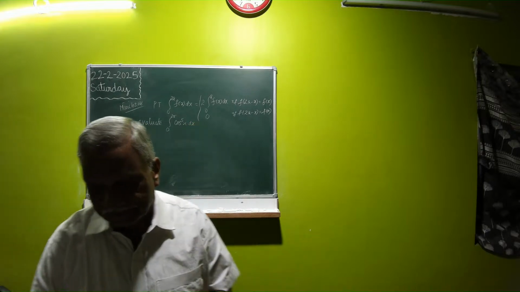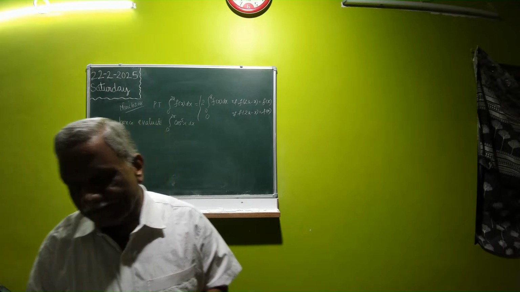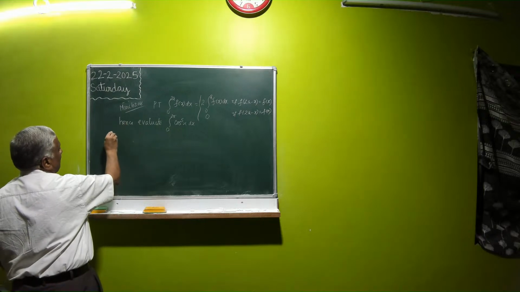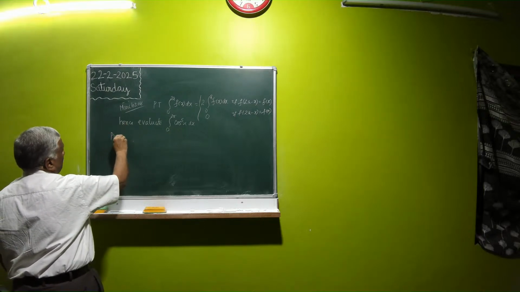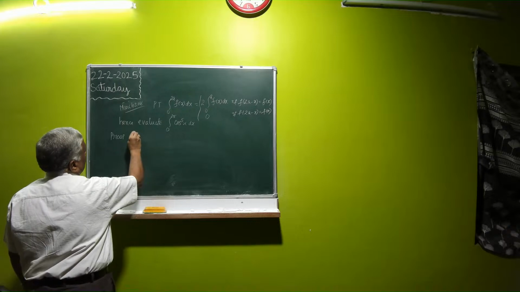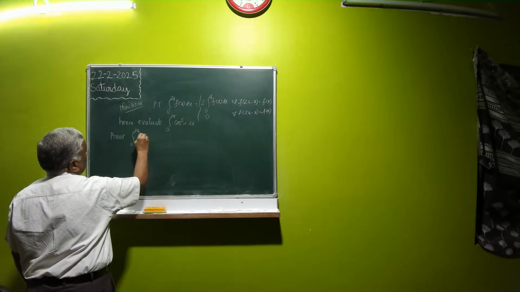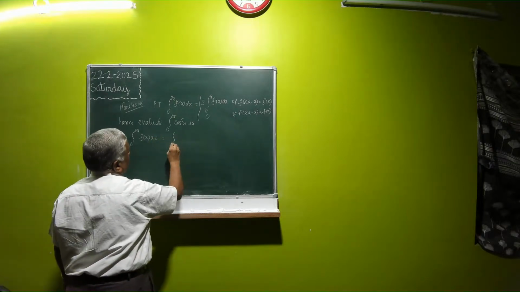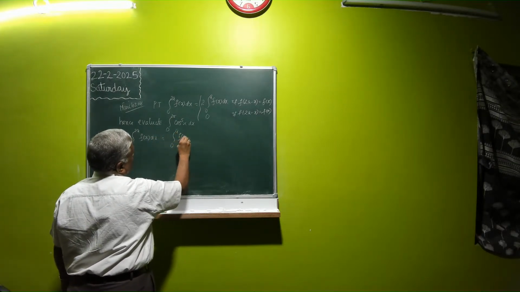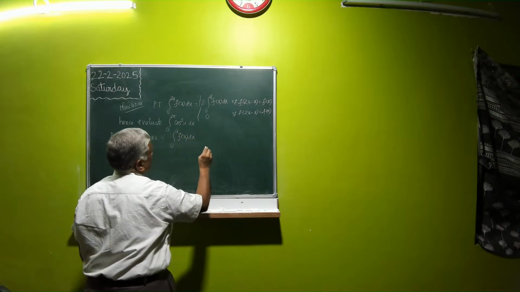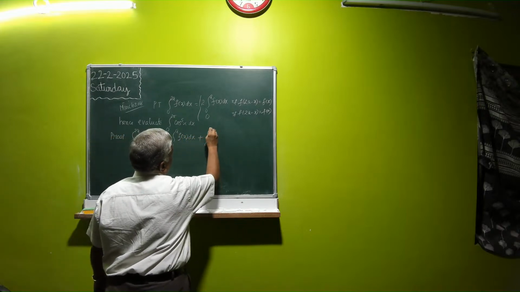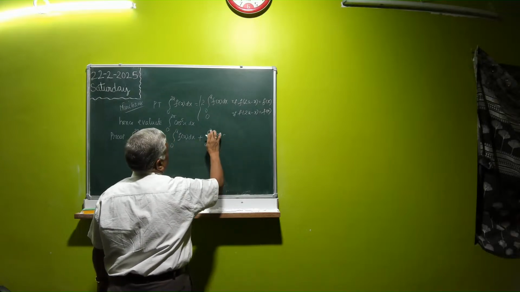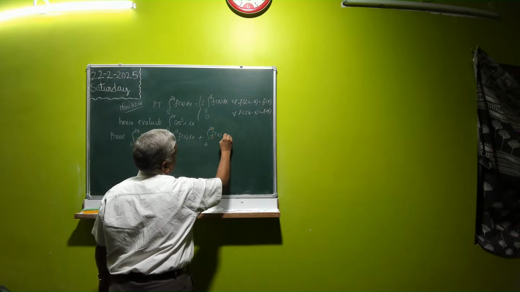Now we have got to first prove the result. So first we shall prove the result and use the result for working the problem. Proof: integral 0 to 2a f of x dx can be written as integral 0 to a f of x dx plus integral a to 2a f of x dx.